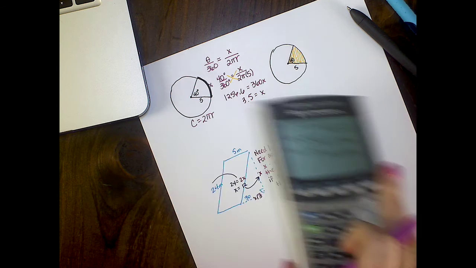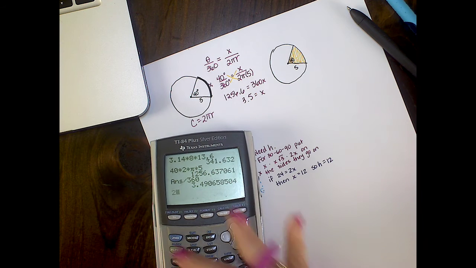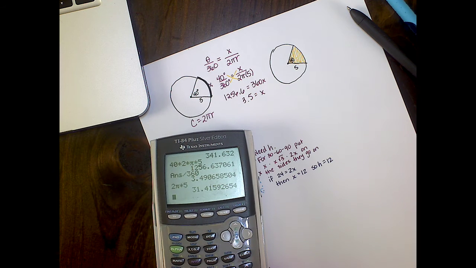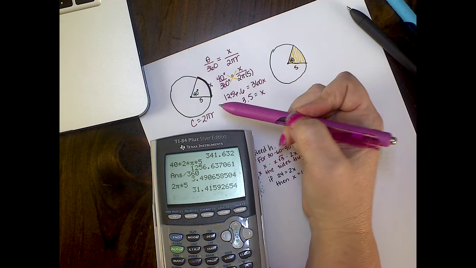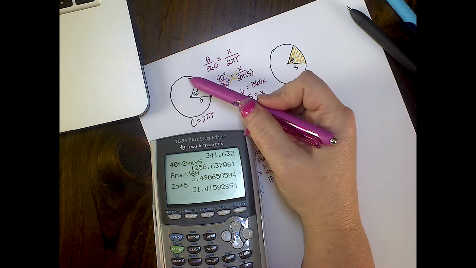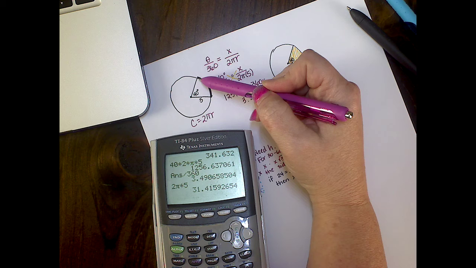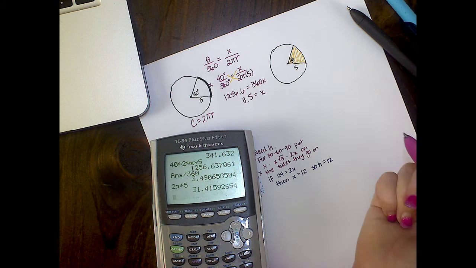So all the way around, if we type that in just out of curiosity, all the way around is 31.4. That's how far it is all the way around the circle. So part of the way, this much, is 3.5.